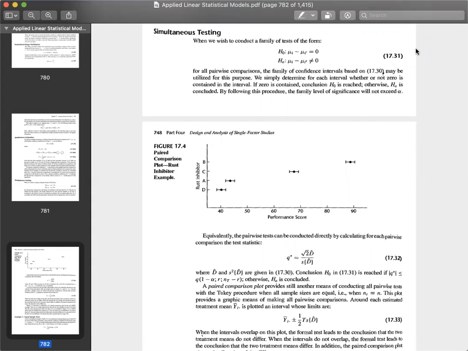Around each estimated treatment mean Yi hat dot is plotted an interval whose limits are plus or minus 1/2 of Ts d hat. When the intervals overlap on this plot, the formal test leads to the conclusion that the two treatment means do not differ. When the intervals do not overlap, the formal test leads to the conclusion that the two treatment means differ. In addition, the paired comparison plot shows the direction of the difference.